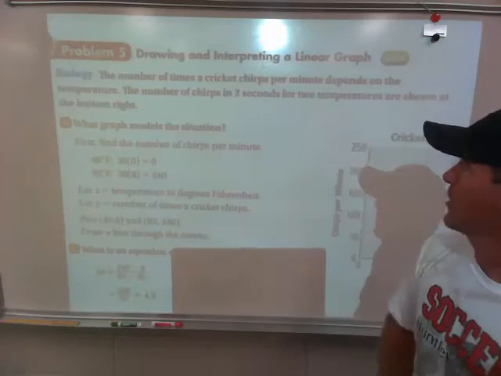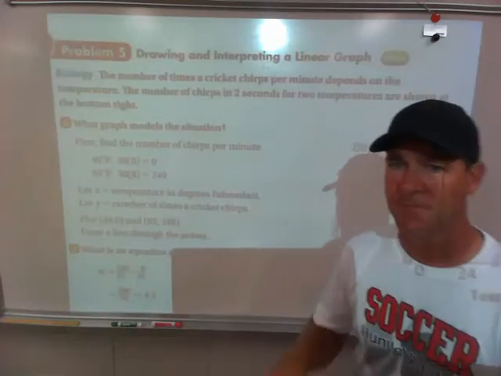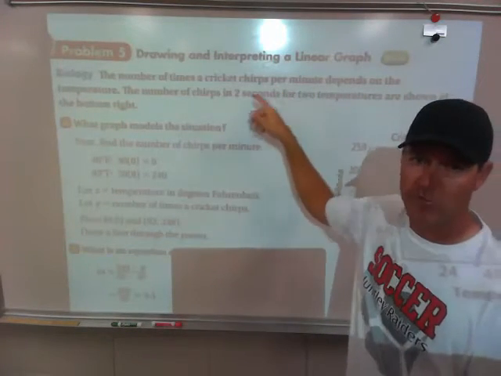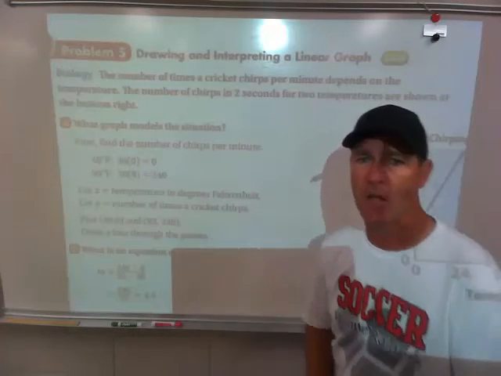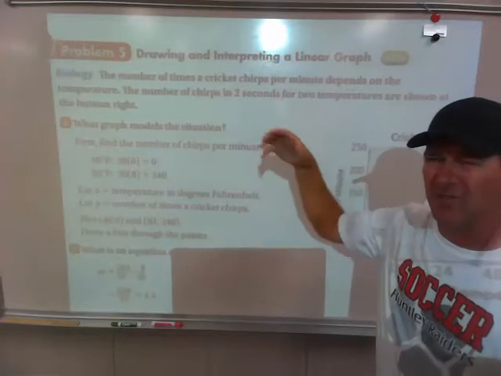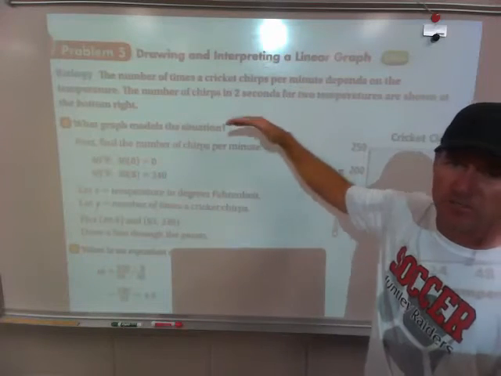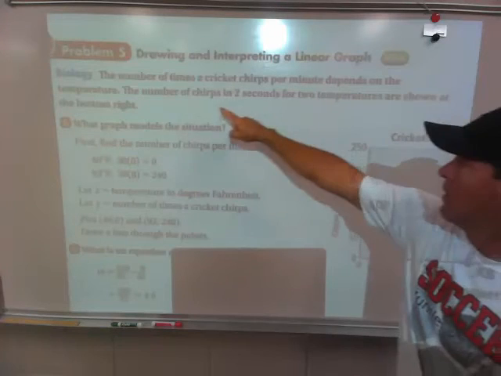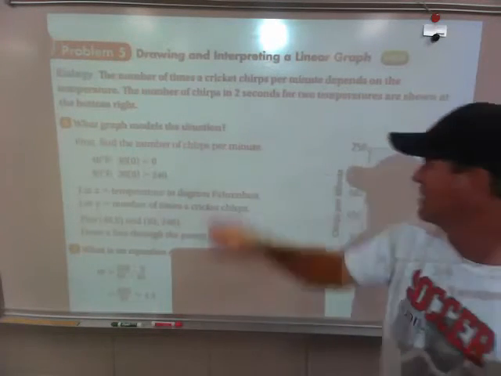The number of times a cricket chirps per minute depends on the temperature. So first thing I see is we're talking about per minute, and we're talking about the number of chirps from a cricket, which drives everybody nuts, right? So the number of chirps in 2 seconds, well, all of a sudden I'm thinking, here we're talking about seconds, here we're talking about minutes, so we're going to have to do a conversion. So number of chirps in 2 seconds for 2 temperatures are shown at the bottom right.